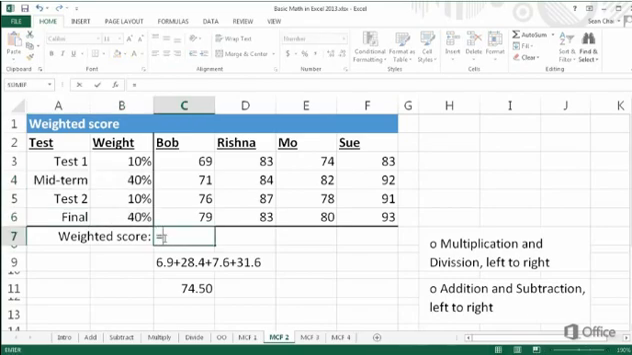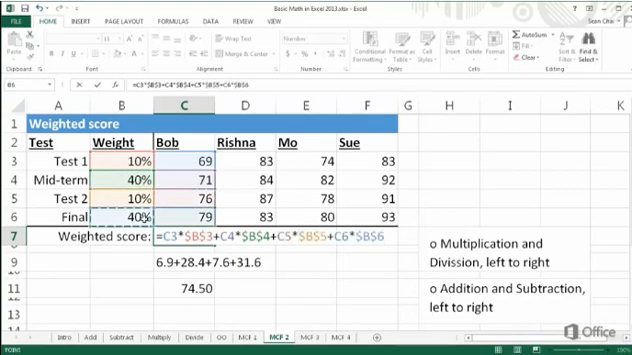To do this, I multiply the Test 1 score for Bob by its weight. I press F4 after I select the weight value in B3, so that when I copy the formula, the weight for Test 1 will always remain cell B3. This is referred to as absolute cell reference. I then add Bob's midterm score multiplied by its weight in B4, and press F4 again. I follow the same steps for Test 2 and the final test.